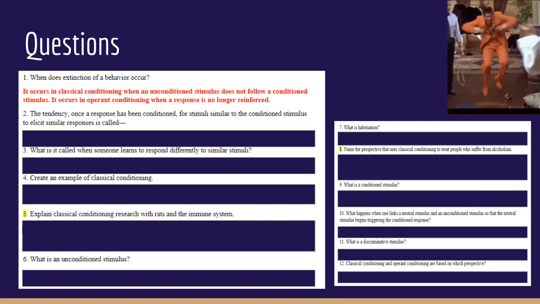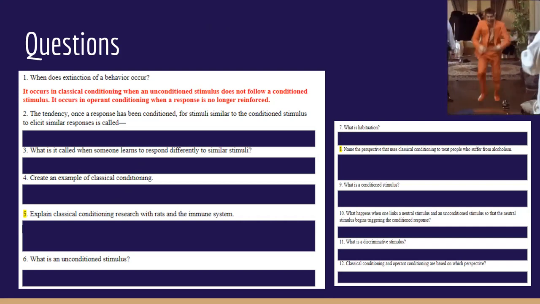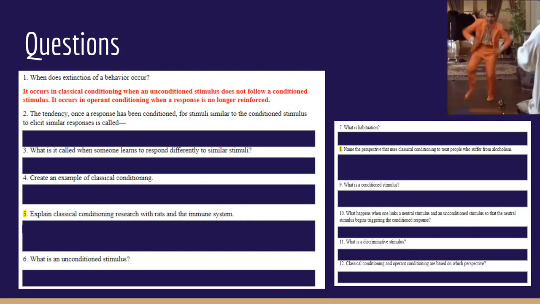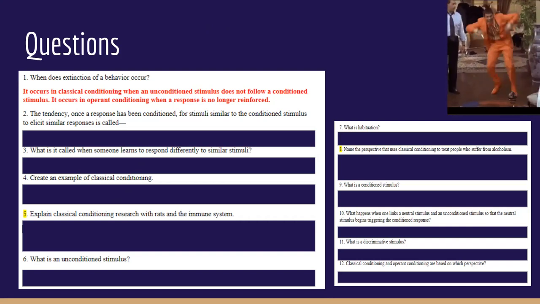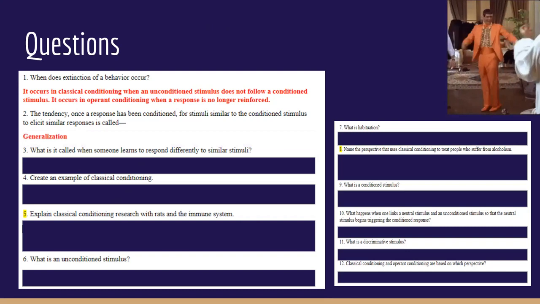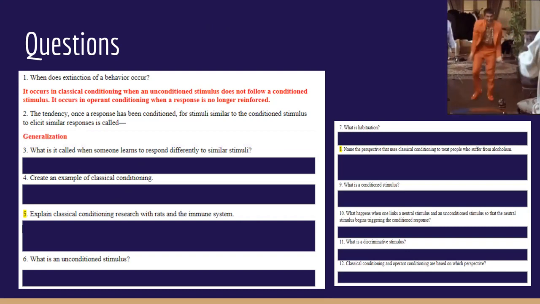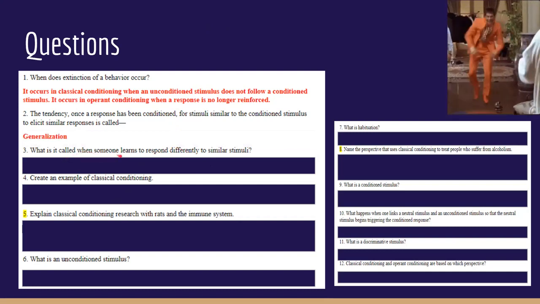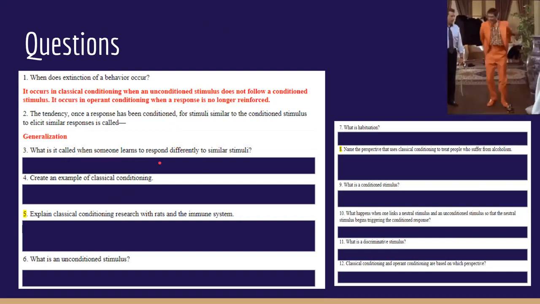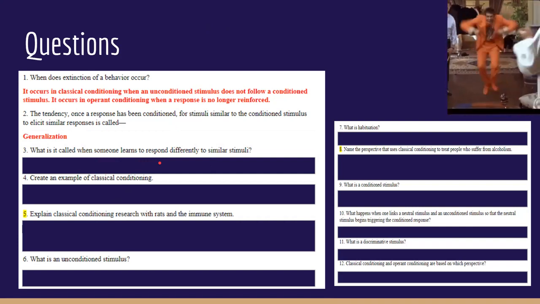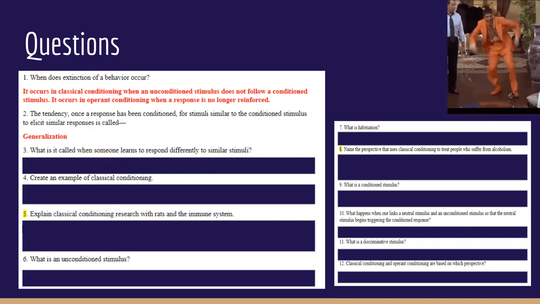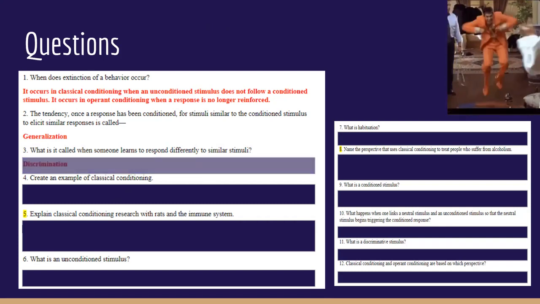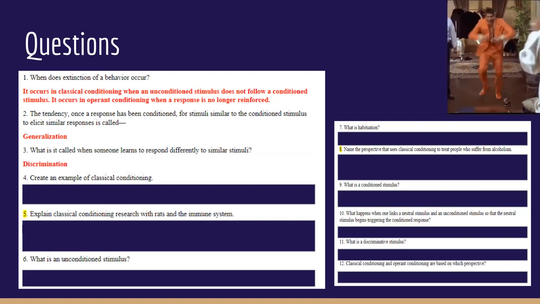Okay, the tendency once a response has been conditioned for stimuli similar to the conditioned stimulus to have a similar response. So when it does have a response, when it's similar, that's generalization. But when it does not, see, that's what number 3 is saying. What is it called when they learn to respond differently? So remember how Jim Carrey was like, oh, I know that's something different, like when he saw the green one. Okay, that's discrimination. That's pretty much the opposite of number 2.